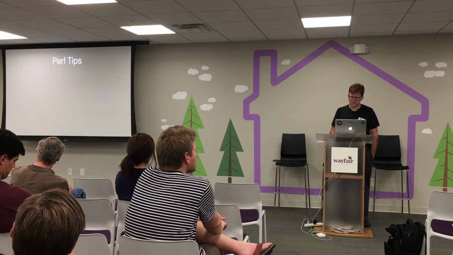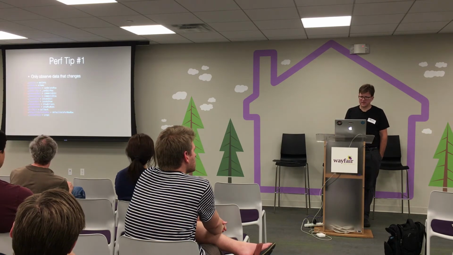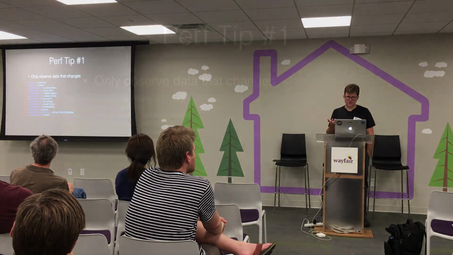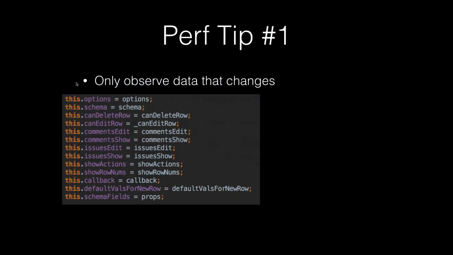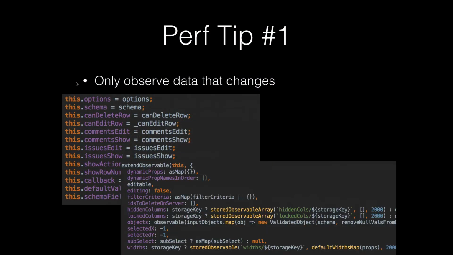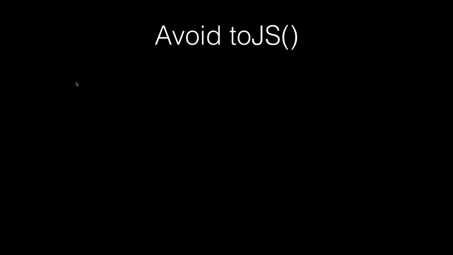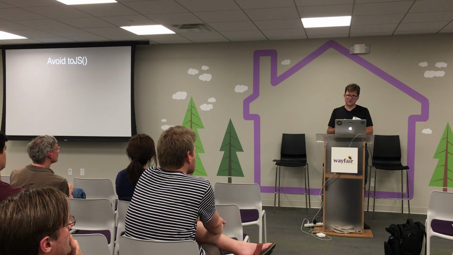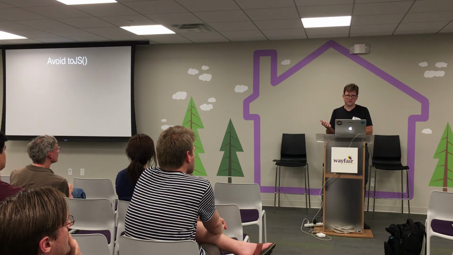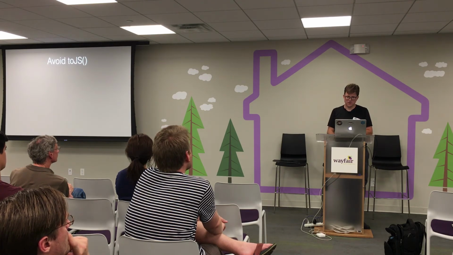Some performance tips. You should only observe data that changes. Observing data is a cost overhead, so don't observe static data. And you observe the data that does change. toJS, I sort of already mentioned, is slow. We have really complex custom cell renderers, and we're getting terrible performance. Once we got rid of the toJS calls, we were 13 times faster. It was less than a second.